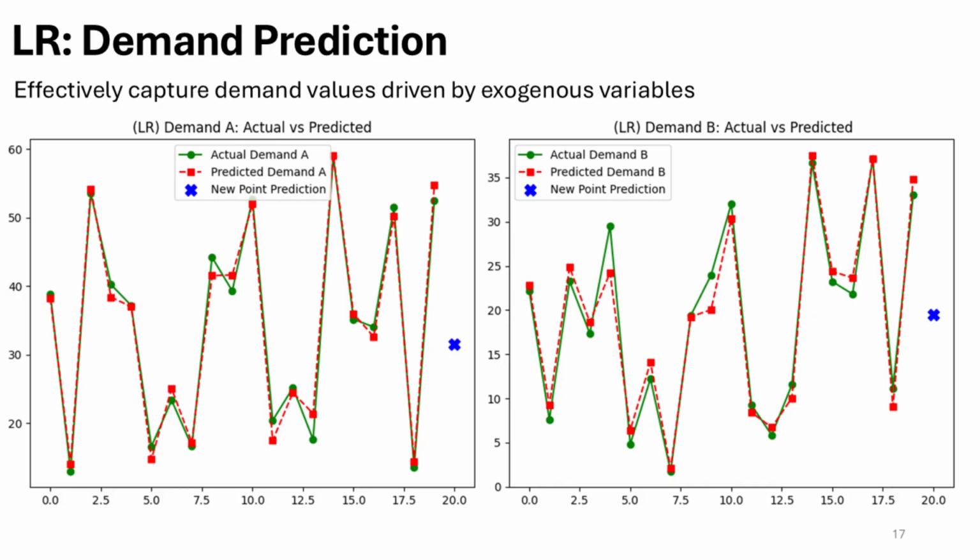This happens because linear regression struggles with nonlinearities and complex interactions. For example, a promotion might have a massive impact during a holiday, but a negligible one on a random Tuesday. While it gives us a number, roughly 32 for product A and 20 for product B, we need to ask ourselves, can we do better? Can we reduce that error margin? This is exactly why we move toward more sophisticated ensemble methods like XGBoost. A simple linear model often fails to bend enough to capture those nuances. Finally, notice the blue X at the end of the timeline. This is our prediction for the next period.